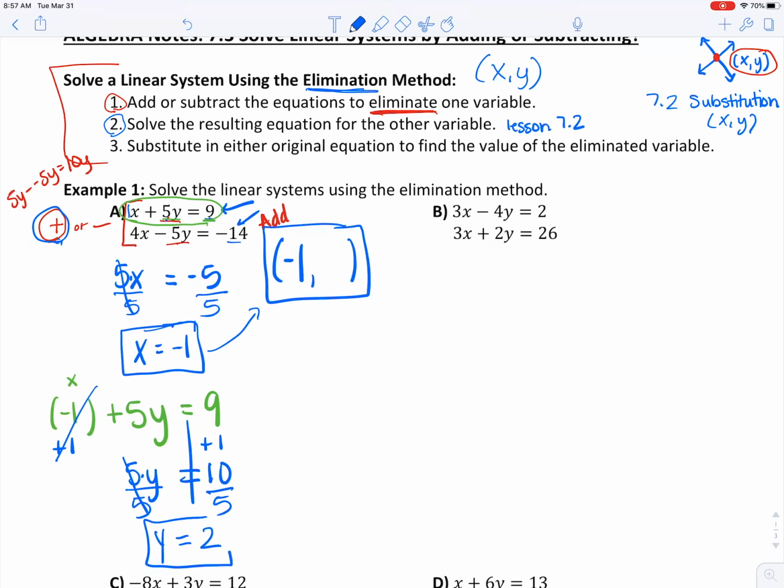So y is equal to 2. All right, so that's the other part of our answer. Plugging in 2 right there. So our answer is negative 1, 2.